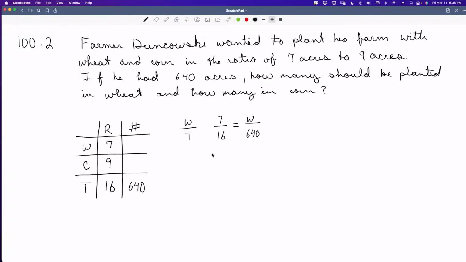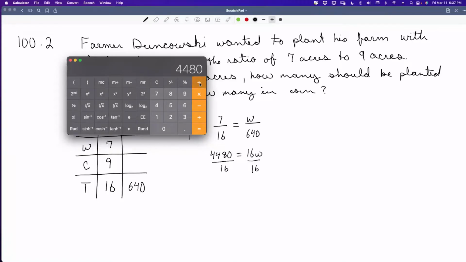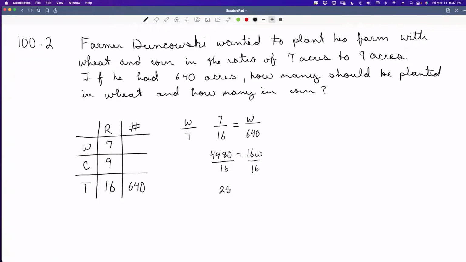That's 4,480 acres. And then 16 times W is 16W. So I'm going to divide both sides by 16. And then I am going to do that here, divided by 16. So 280 acres would be wheat. So that is my number here.